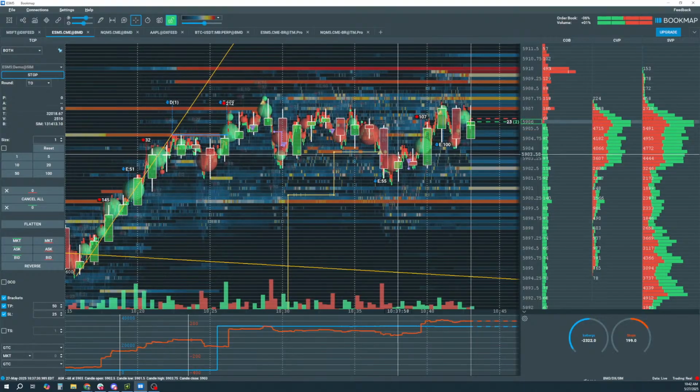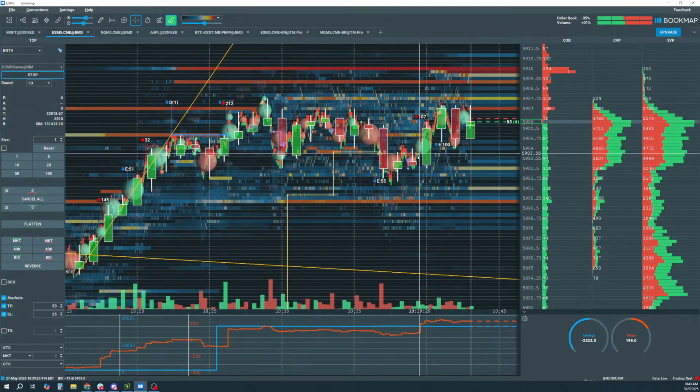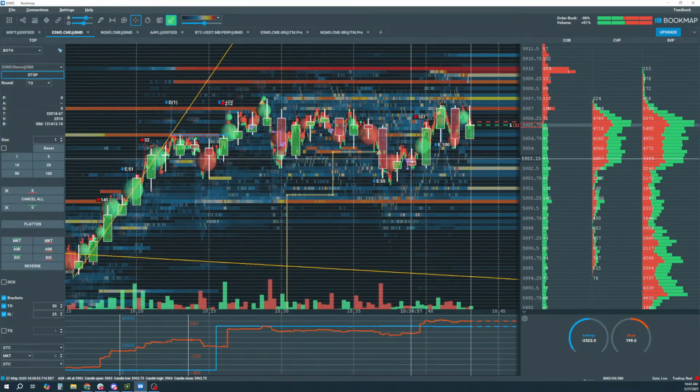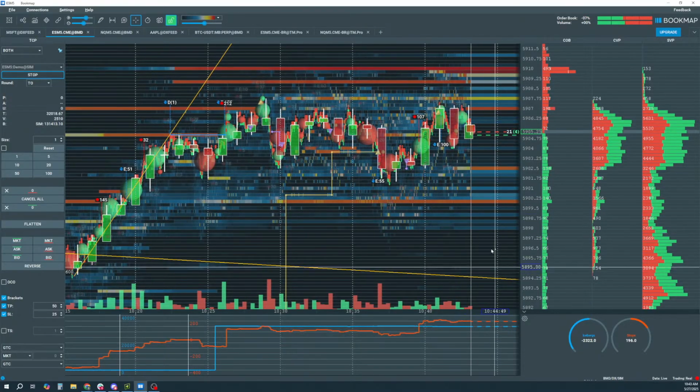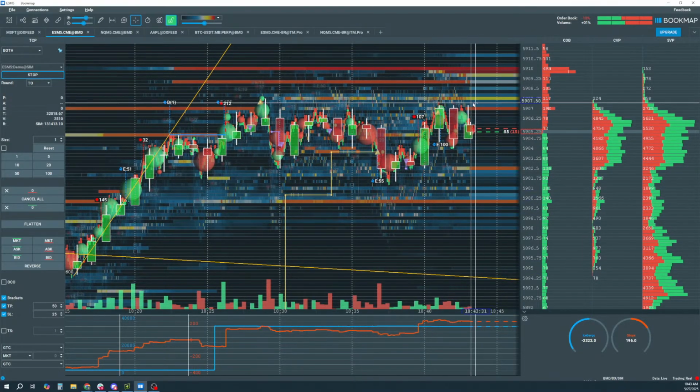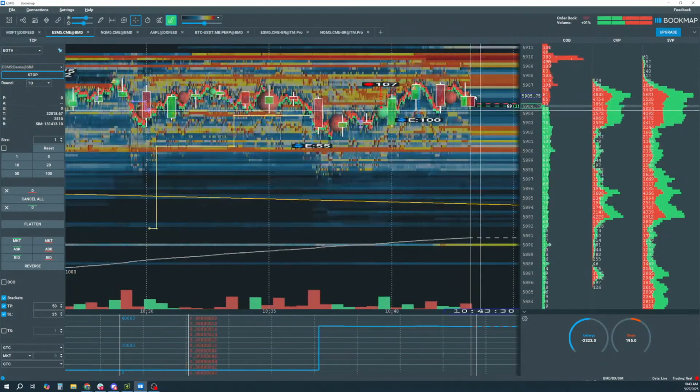For the reversal, this would be your kind of starter here. If this reversed, this would be your kind of starter, and then you'd look for another pullback and then continuation to the downside. And we didn't get it.